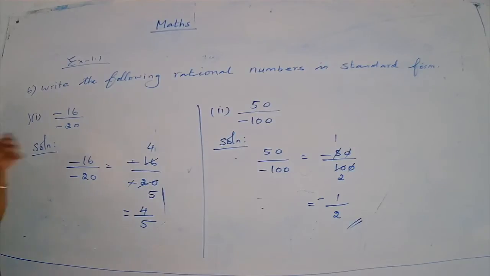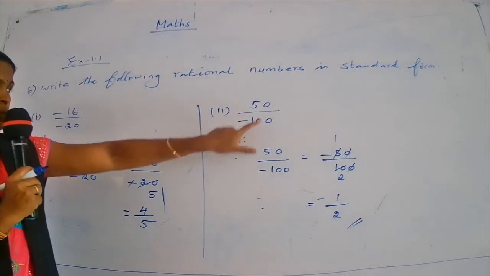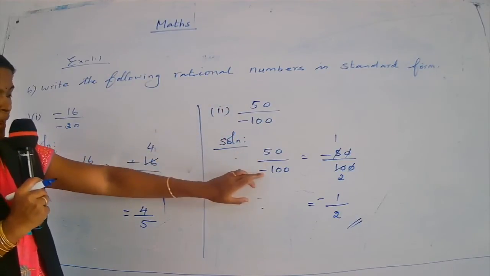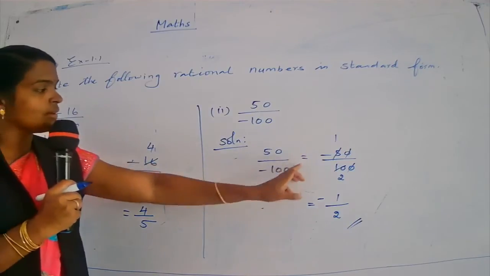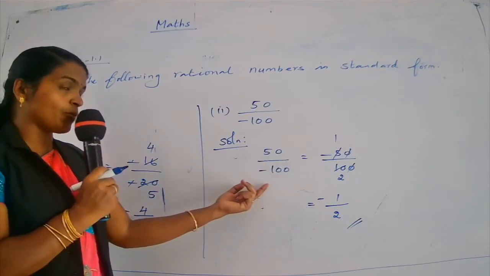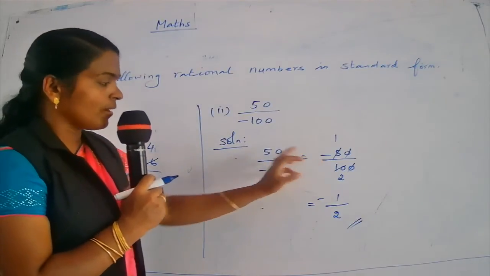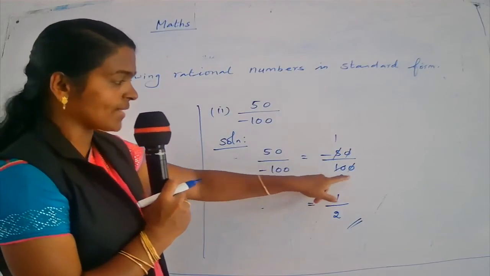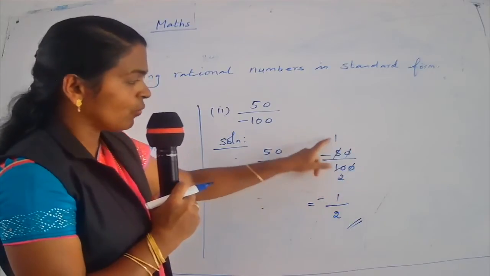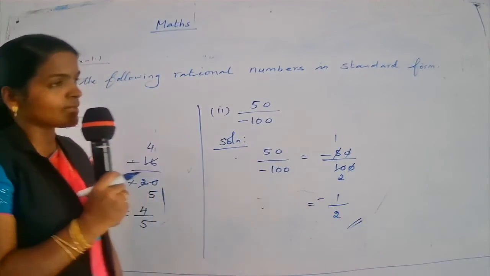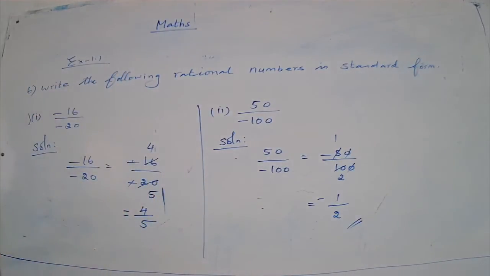Okay children, once again I will explain. Second question, 50 upon minus 100. Your question 50 upon minus 100 can be written as minus 50 upon 100. Why? The denominator has to be positive. Now you cancel, 0 cancel, 1 5 is 5, 2 5 are 10. So your final answer is minus 1 upon 2. Do you understand?